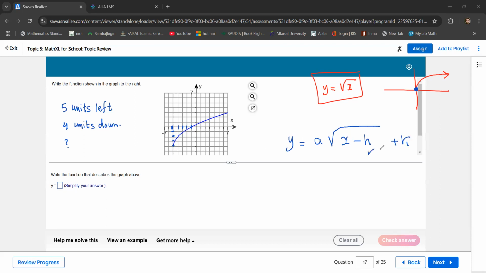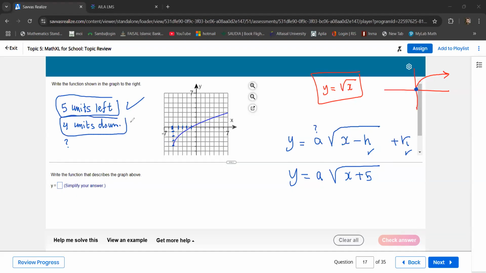We know now the h and the k, so it's left to know the a. 5 units to the left means we put plus 5. So y equals a square root x plus 5. Plus 5, of course, to show that it's 5 units to the left. 4 units down means minus 4. Now, what about this a?